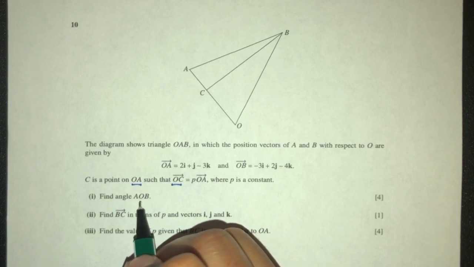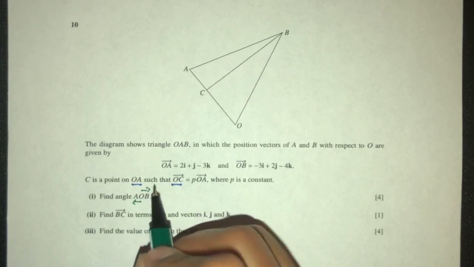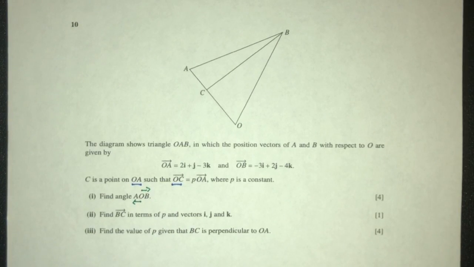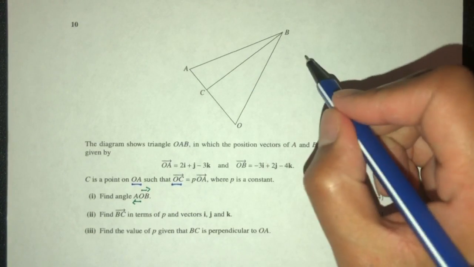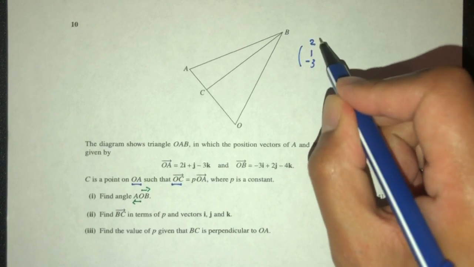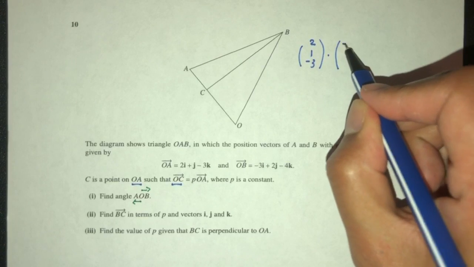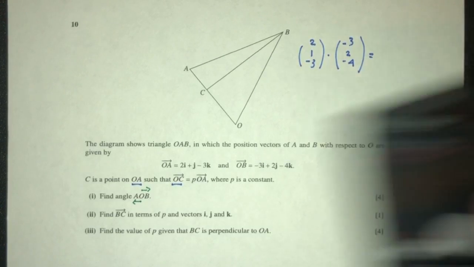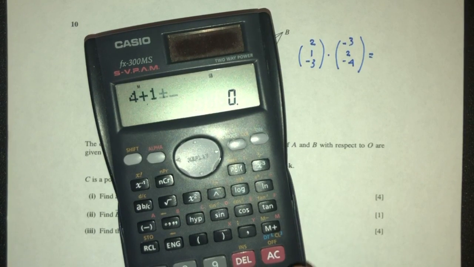So from O, go to A, and from O, go to B. So we have to find the angle in between. So pretty easy. We can use the scalar product. That will be vector OA, that will be (2, 1, -3), dot (-3, 2, -4), equal to the magnitude, which should be 4 plus 1 plus 9.